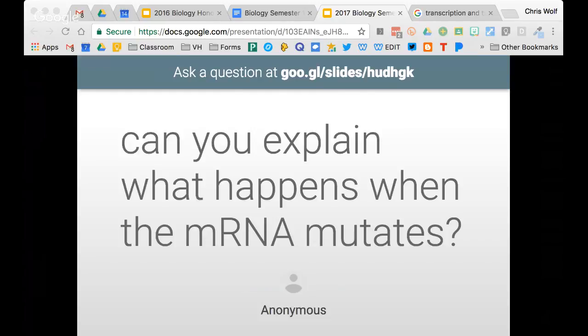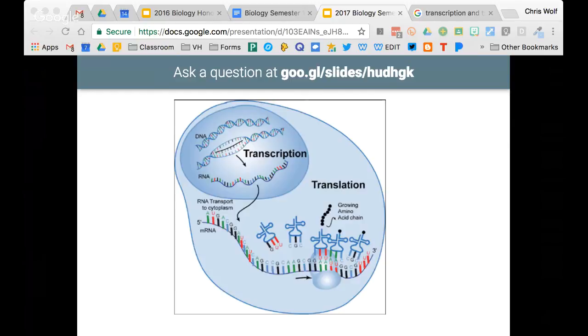Can you explain what happens when our mRNA mutates? Well, I'm sure it happens. Messenger RNA mutates, but messenger RNA mutating is not that big of a deal because maybe only one protein will be made that's incorrect. What's more of a problem is when the DNA mutates.